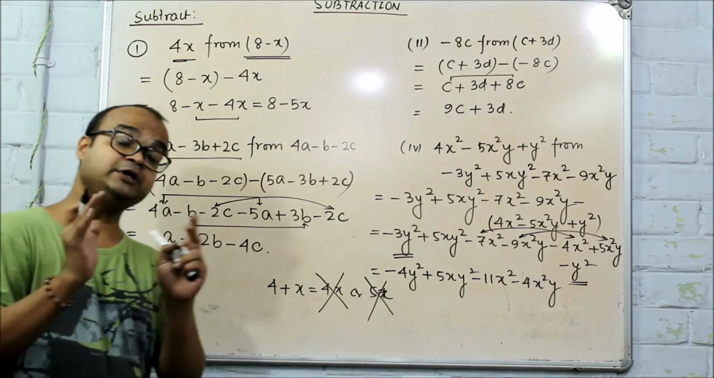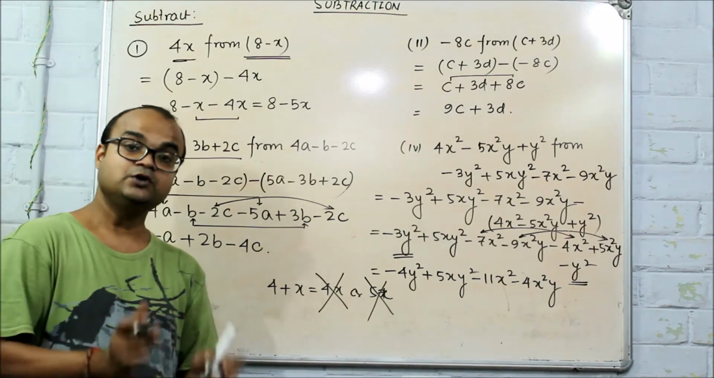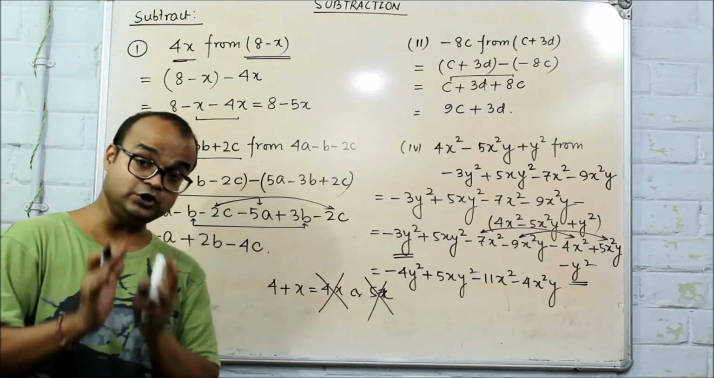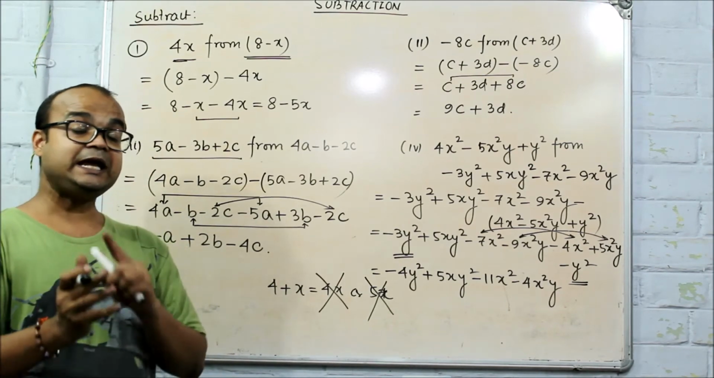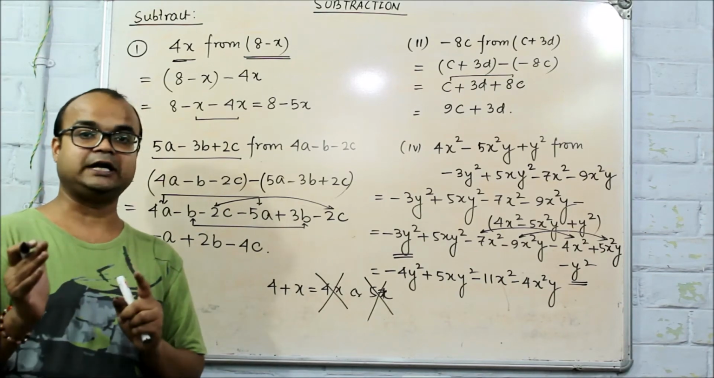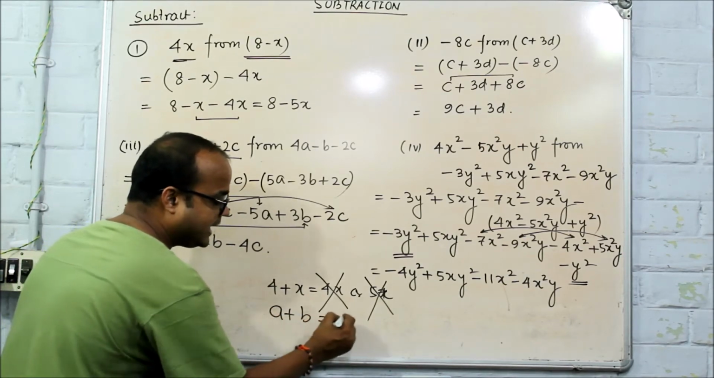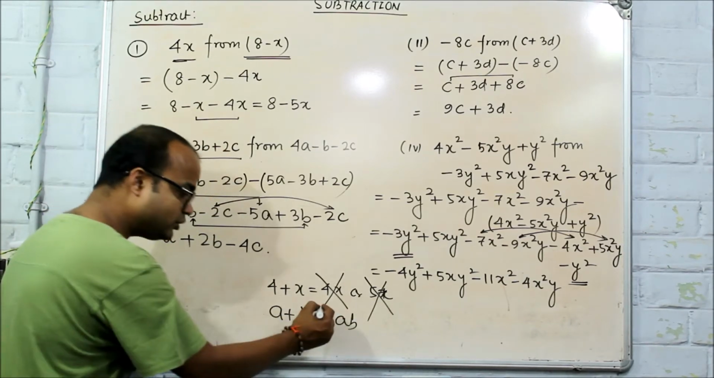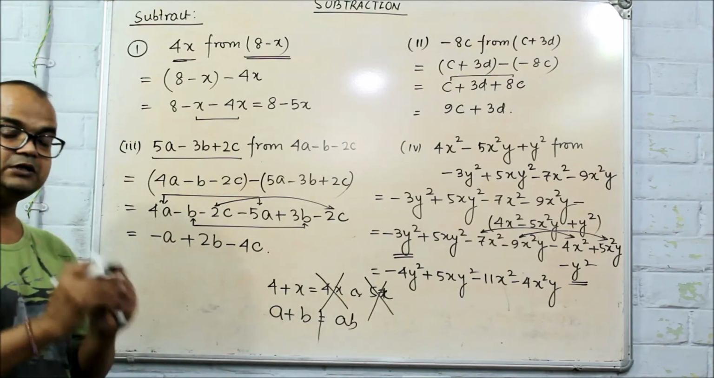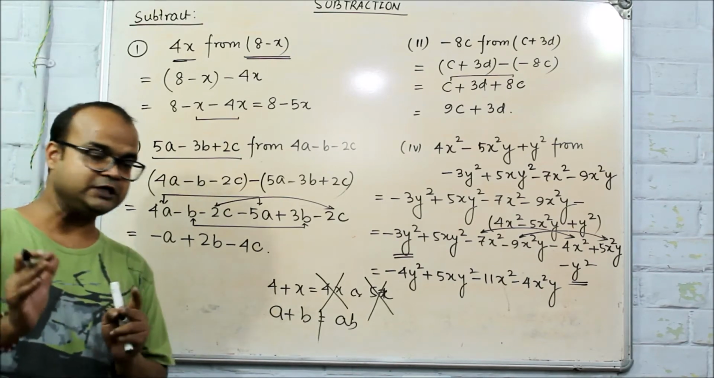It will neither be equal to 4x nor be equal to 5x, because 4 and x are unlike terms, and I told you addition and subtraction are not possible between unlike terms. You cannot write a plus b as ab. It is not possible. a plus b is equal to a plus b because a and b are unlike terms. I think you got your answer.